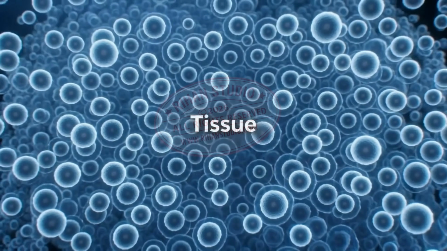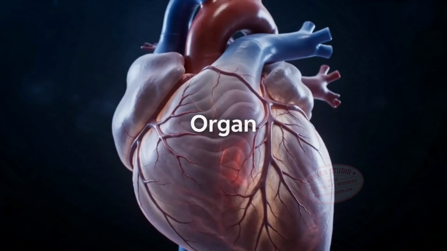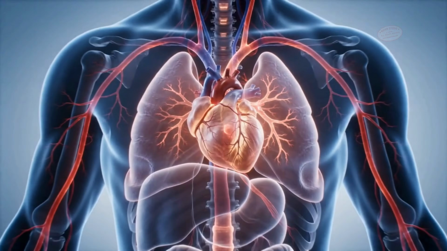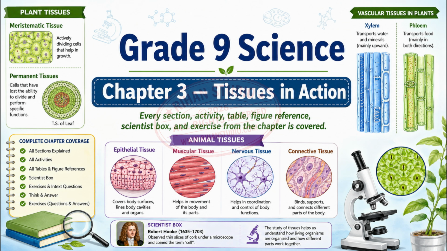In multicellular organisms, similar cells work together to form tissues. Different tissues combine to build organs, each designed to perform a specific function, and all systems together create a complete living organism. Introduction and levels of organization.